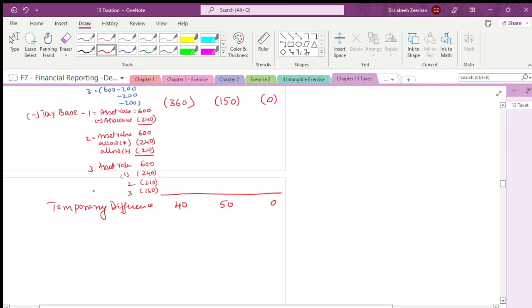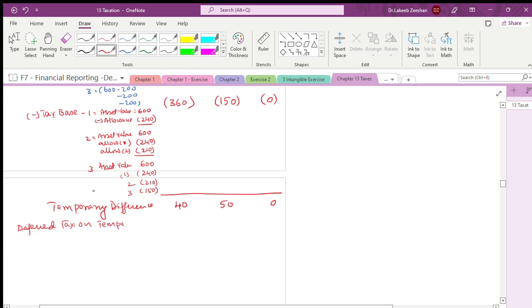Is it right? Temporary difference. Now, on temporary difference, this is the deferred tax. Deferred tax on temporary difference. How much is that deferred tax on temporary difference?